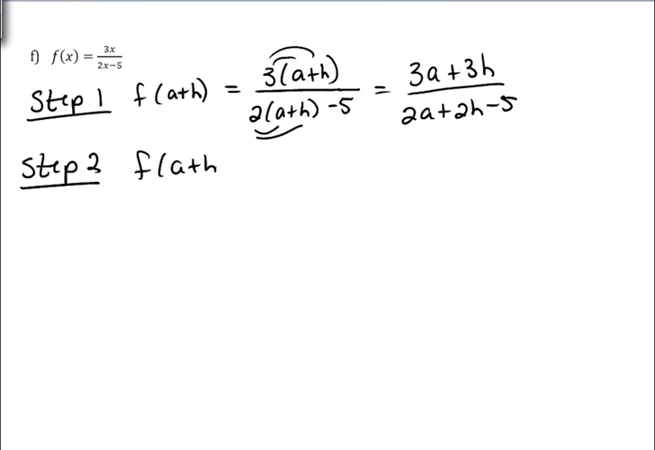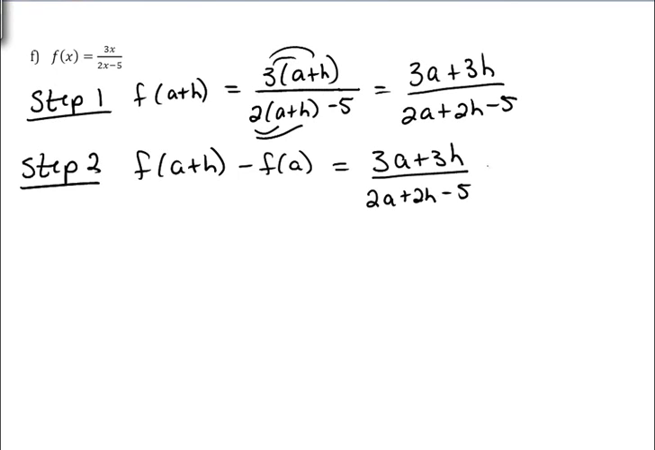So we take the expression from step 1, f of a plus h, and subtract off f of a. That will give us 3a plus 3h over 2a plus 2h minus 5, and then minus the function, but only with a's, so 3a over 2a minus 5. So now we can do this subtraction.